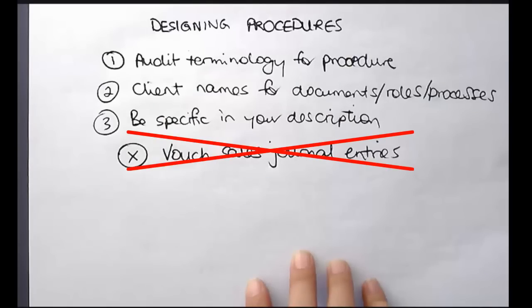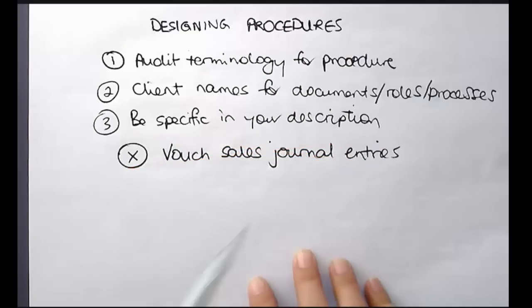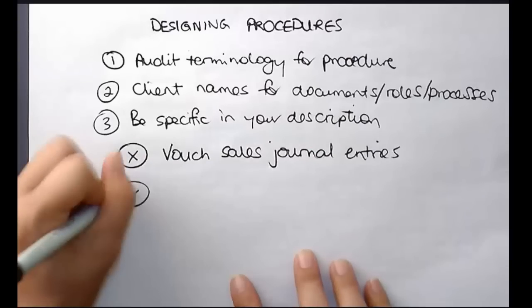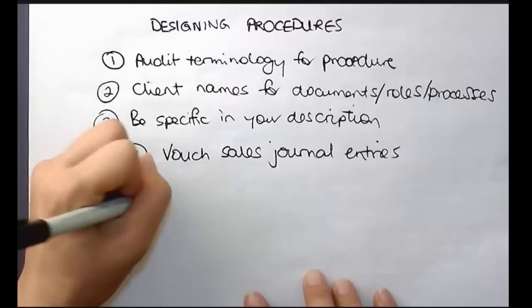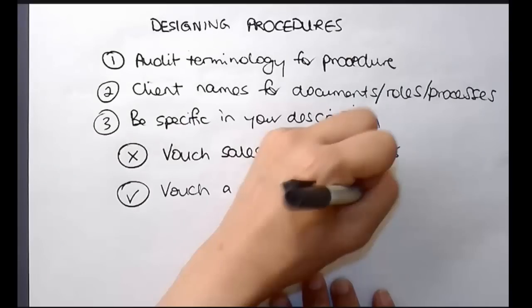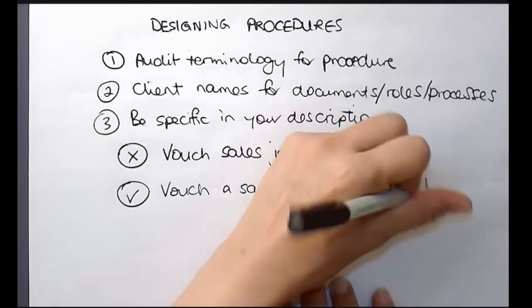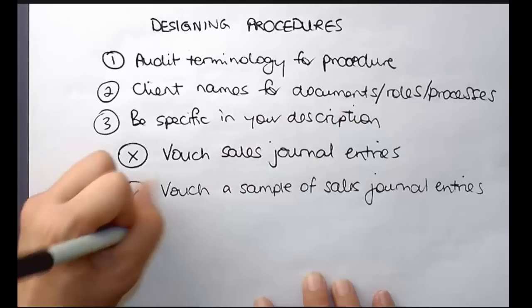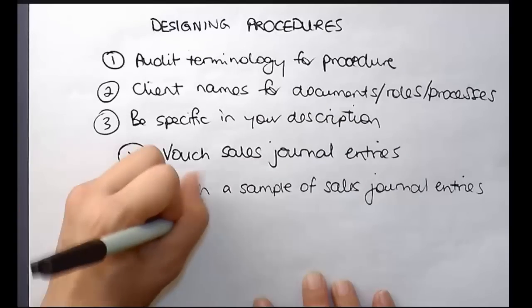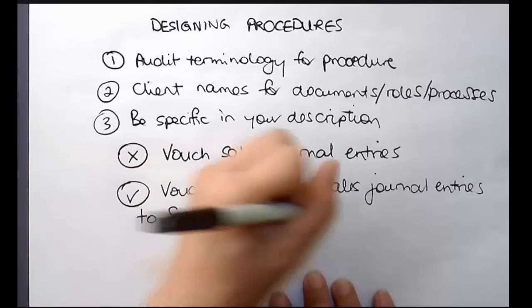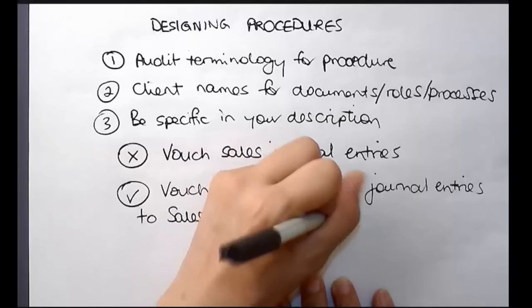Vouch a sample of sales journal entries to sales invoices and packing slips. So I've said vouch. I've said, okay, I'm starting at my journal entries and I'm vouching it to these specific items, alright? But there's still not enough detail because what exactly am I looking for in my procedure?